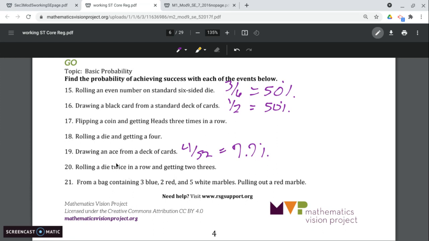Now, notice we have a couple where we've got two different situations going on. Rolling a dice twice in a row and getting two 3s, or flipping a coin and getting heads 3 times in a row. With this one we're doing 2 things at once. So we want to look at the probability of rolling a dice and getting two 3s. The probability of doing it once would be 1 out of 6. Doing it again would also be 1 out of 6. We multiply those, so we get a 1 out of 36 chance, which is 2.8%. So just finding those probabilities and representing them as a percentage.